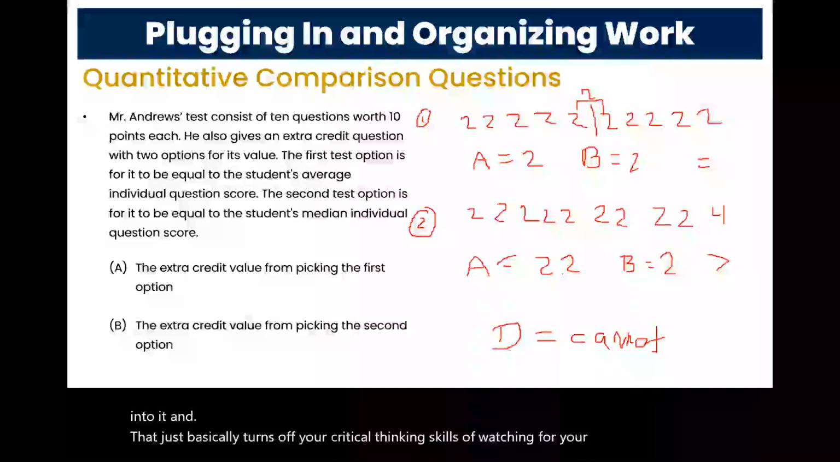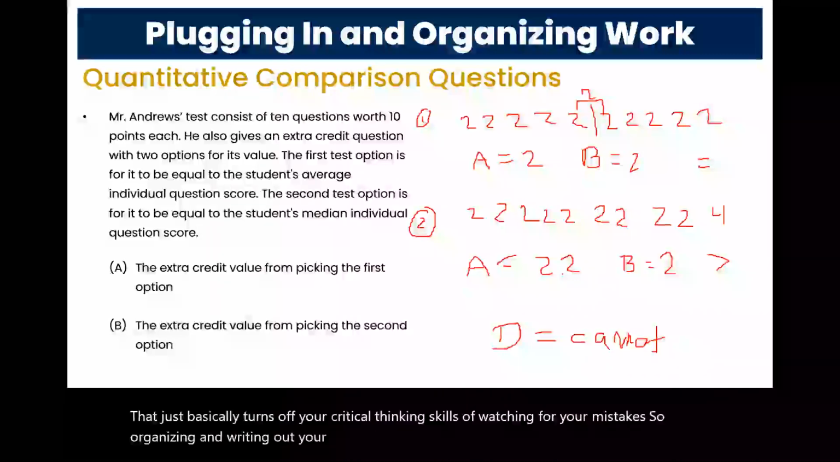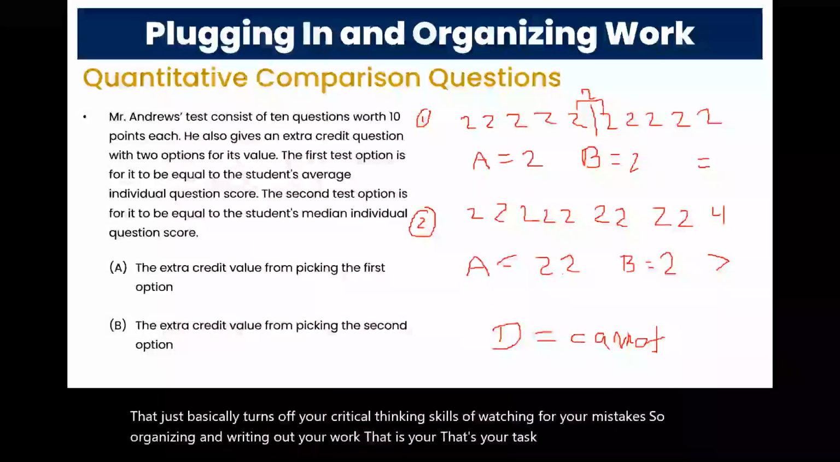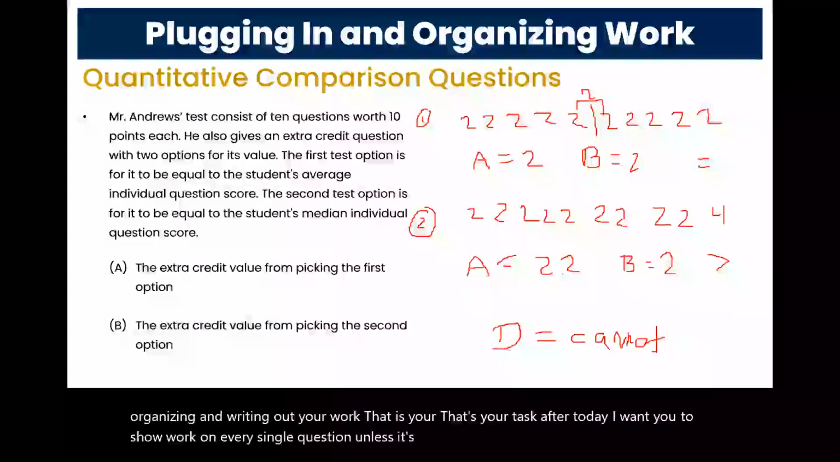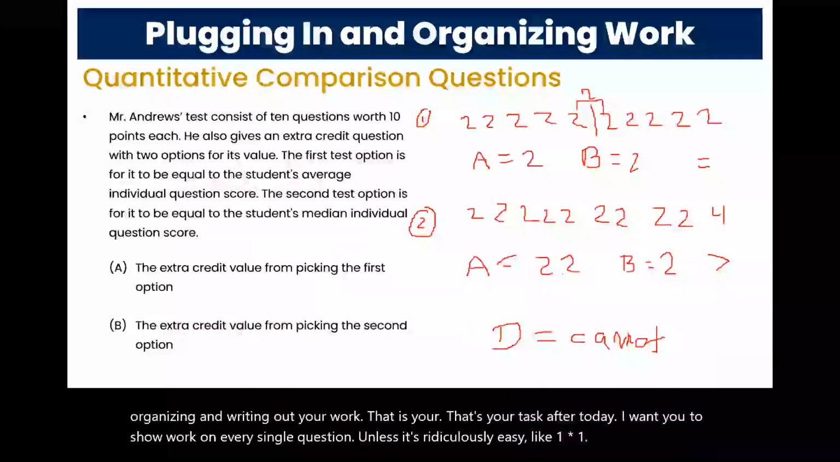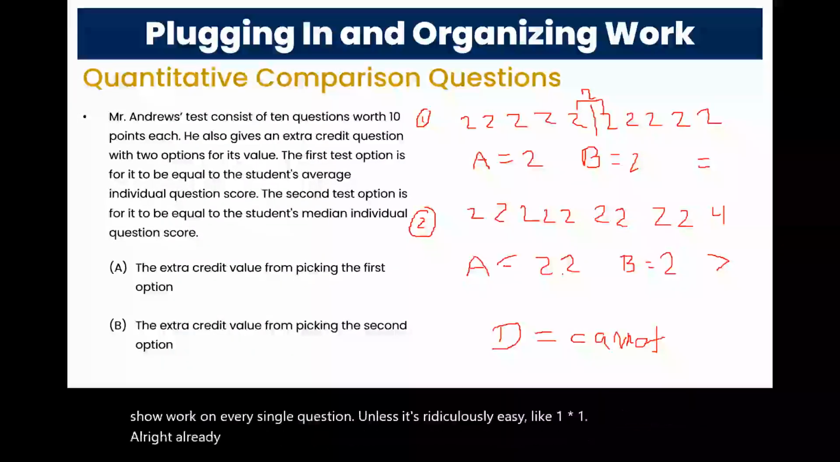So organizing and writing out your work, that's your task after today. I want you to show work on every single question unless it's ridiculously easy, like 1 times 1. All right, everybody got it?